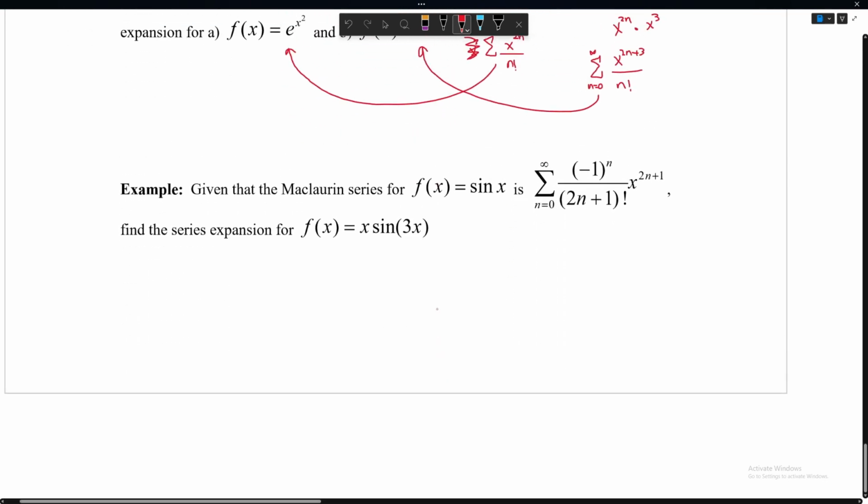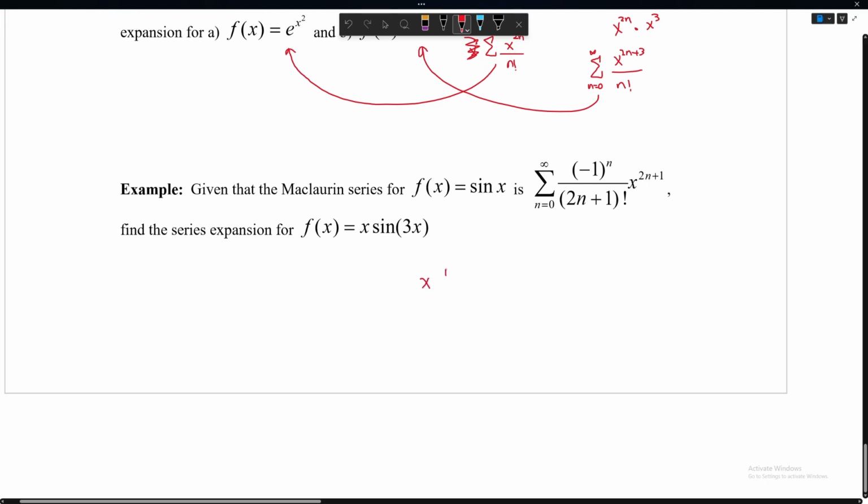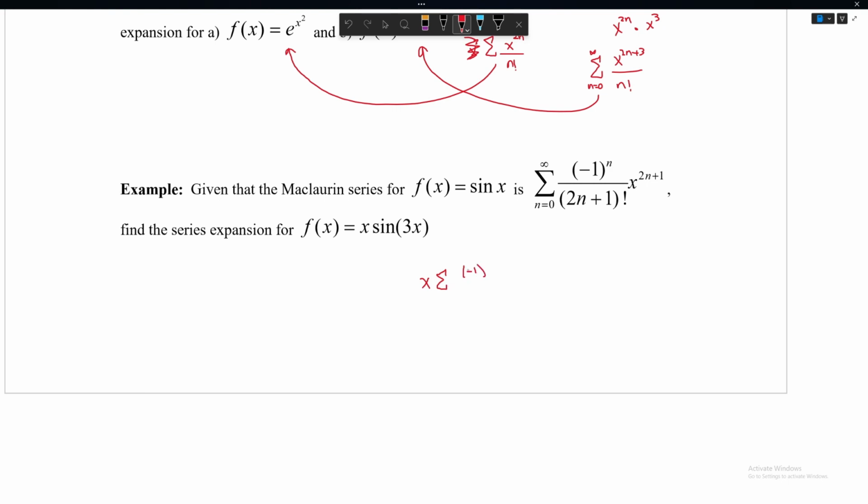All right. And so given the Maclaurin series, this is sine. Now what if I have sine 3x? What am I supposed to do? All you gotta do here is just sub in your x. So you keep this x on the outside, right? And then you'll have negative 1 to the n all over 2n plus 1 factorial. And then you just sub in your x, so it just becomes 3x.